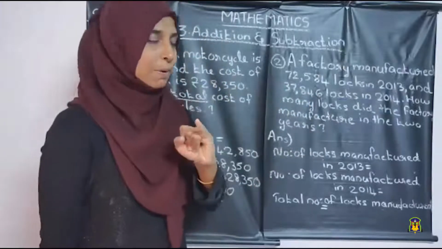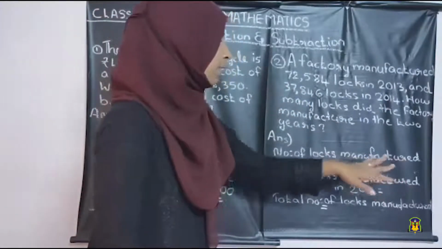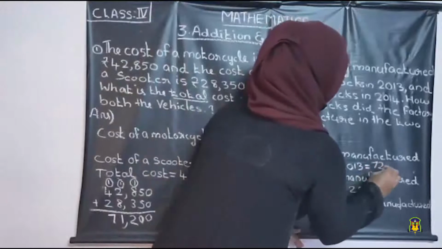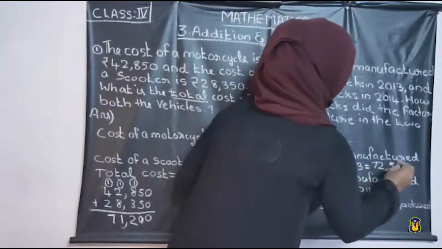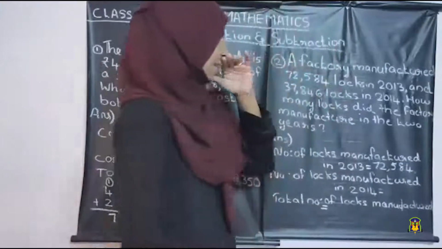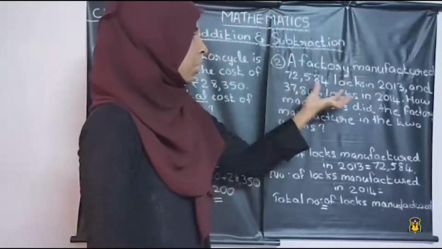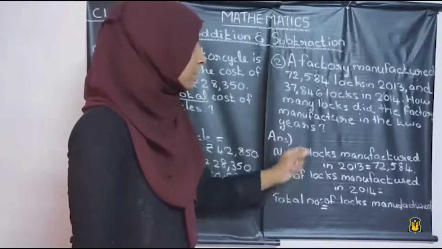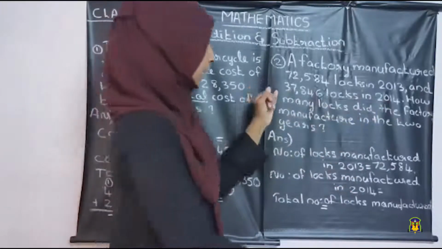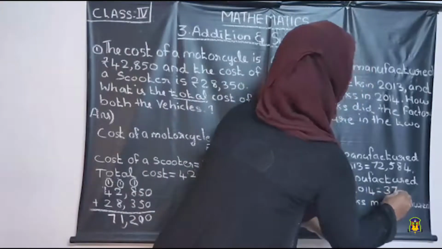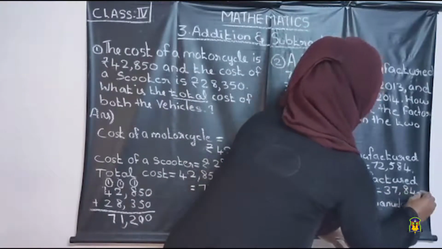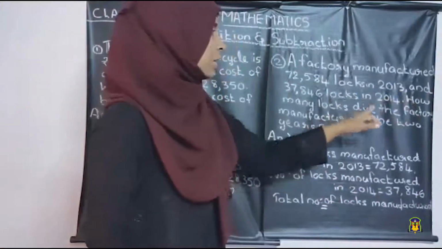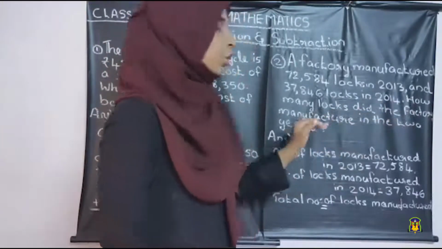So our first step is number of locks manufactured in 2013. How many? It is given 72,584. Okay, it is given. Next, and this many locks in 2014. So the second step will be number of locks manufactured in 2014. It is given 37,846. Okay, next we want to find how many locks the factory manufactured in the 2 years.